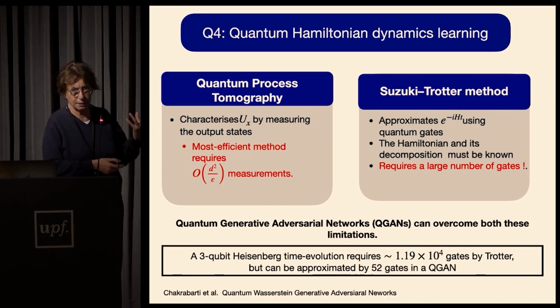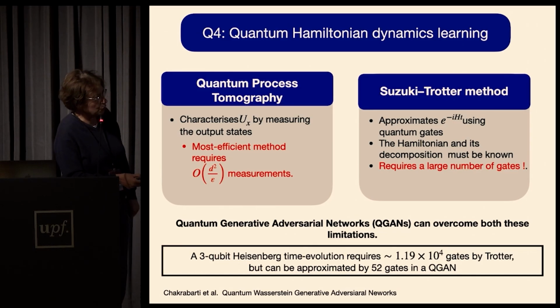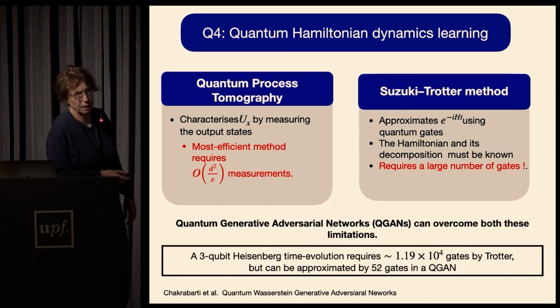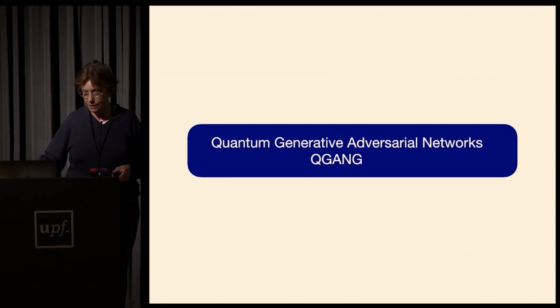As an example, if I have a 3-qubit Heisenberg Hamiltonian and I want to fix a time evolution, there is this paper by Chakrabarty et al. in which they show that if I use Trotter, I need of the order of 10 to the 4 gates, and if I use QGANs, I can approximate it with 52 gates. So this is a very different thing. So what are QGANs? I don't know if you are familiar.